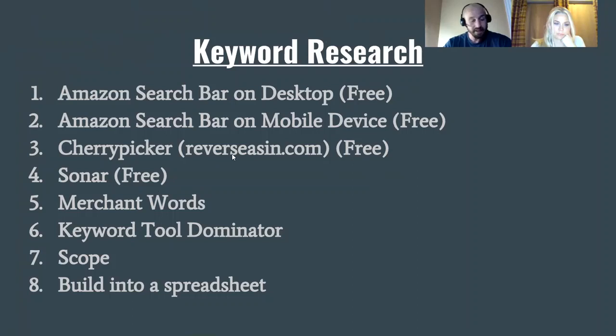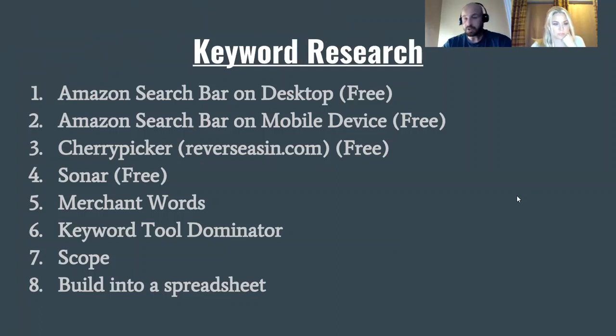Sonar is also free. Merchant Words, a broad match search tool. Keyword Tool Dominator, one of my favorites. Scope, which has a really cool reverse ASIN tool. It's super easy to use. And you want to build all this into a spreadsheet.